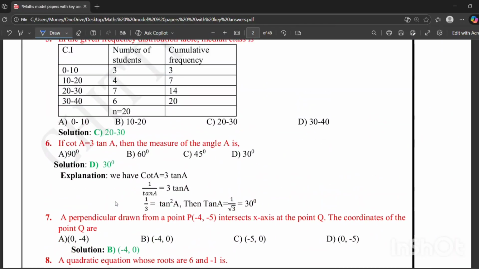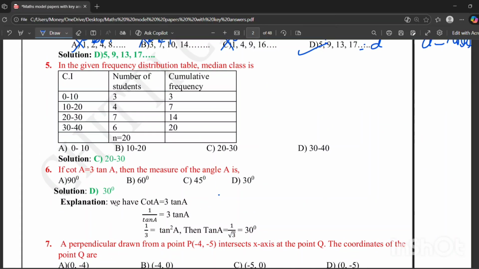So next, moving to the fifth question. In the given frequency distribution table, we have to find out the median class. Median class is nothing but a class interval.